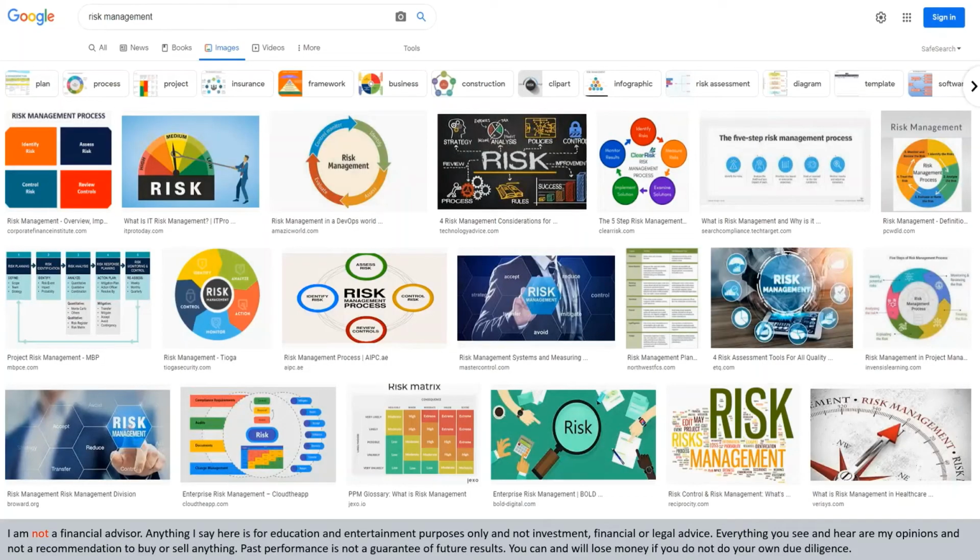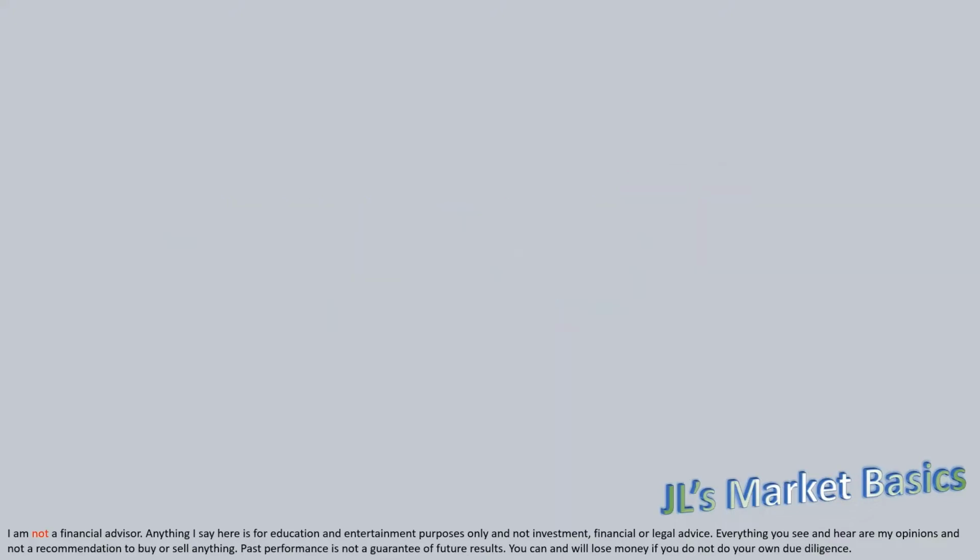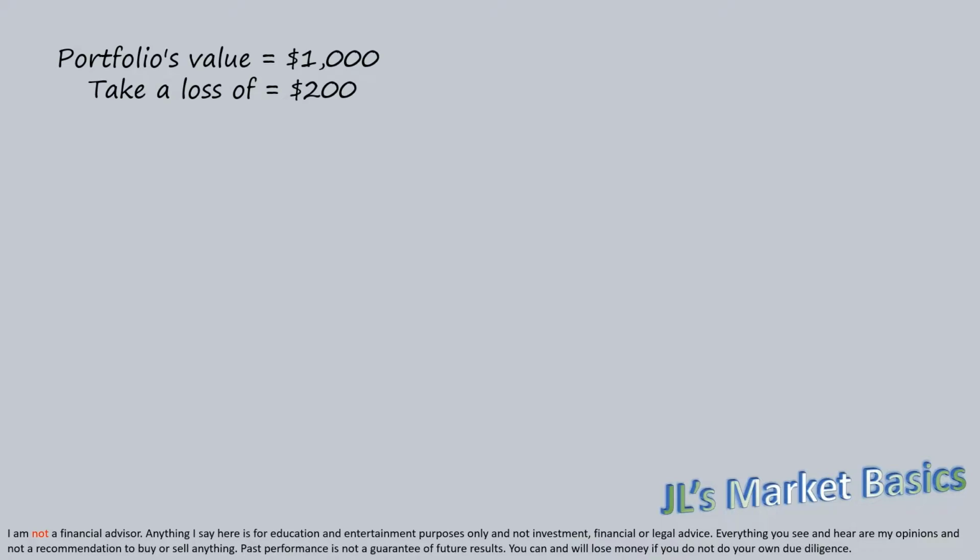A simple Google search can give you lots of pretty pictures and graphs illustrating the risks associated with investing. But one of the biggest concepts is percentage loss and the amount needed to recover from that loss. Let's suppose you have an account with a value of $1,000 and you take a loss of $200 on that trade. Well, you just took a 20% loss in your portfolio.